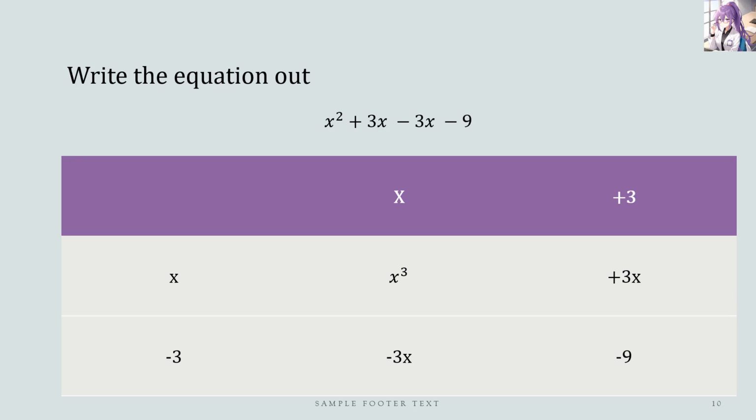We combine like terms, and we're going to write the equation out here just so we can see what it looks like. If we combine all these terms together, we have an expression that is x squared plus 3x minus 9. And I know I said equation; that is incorrect. It's not an equation until it equals something.